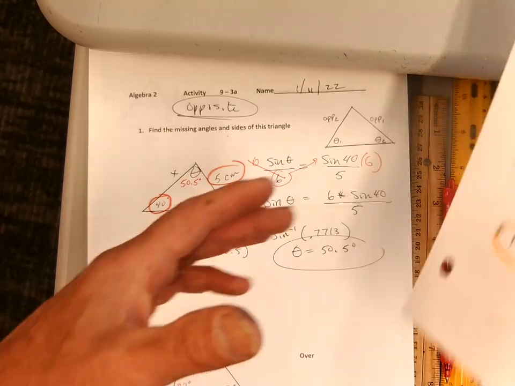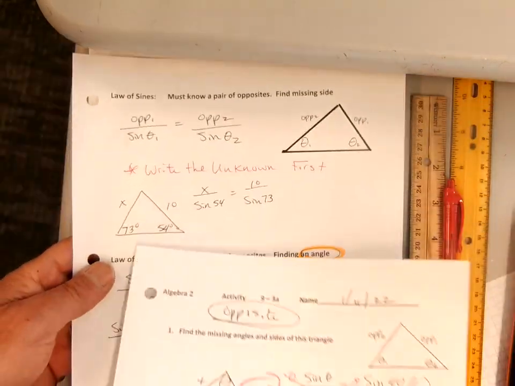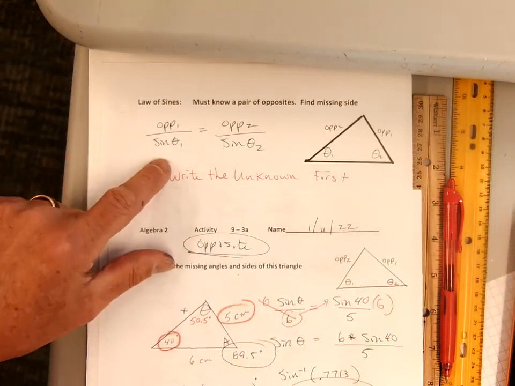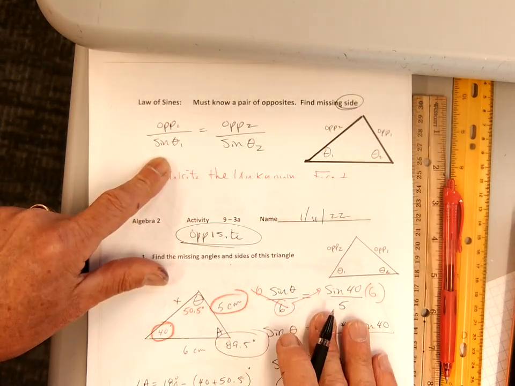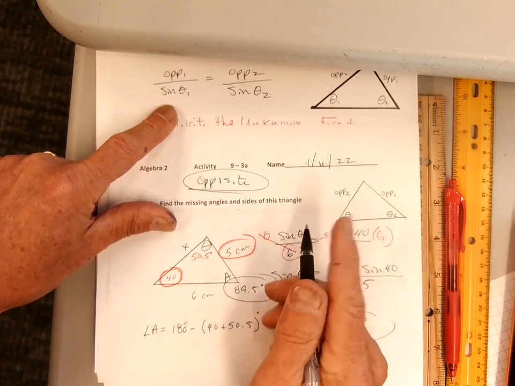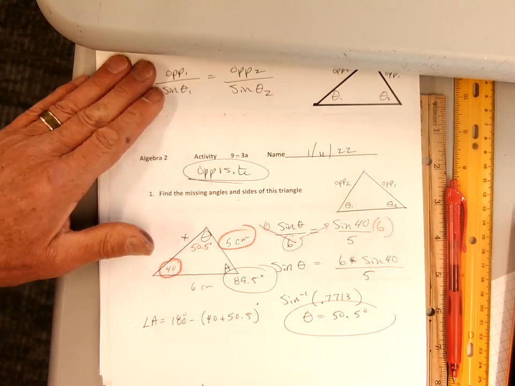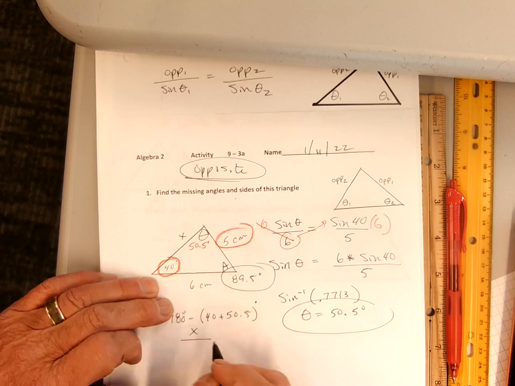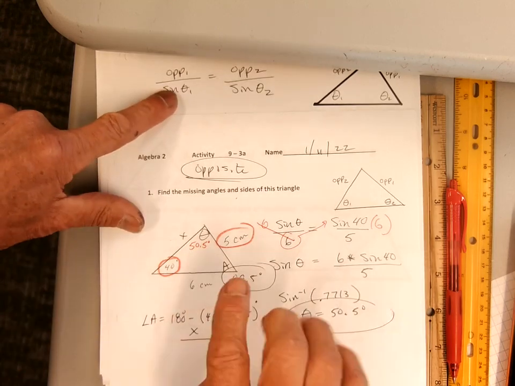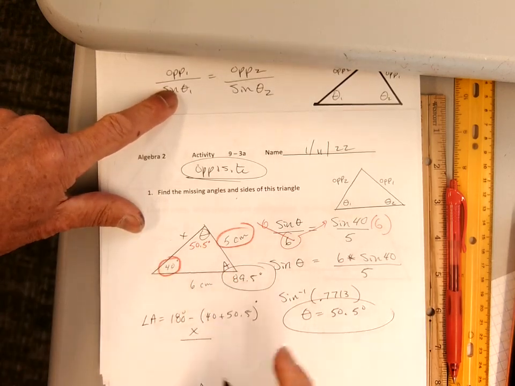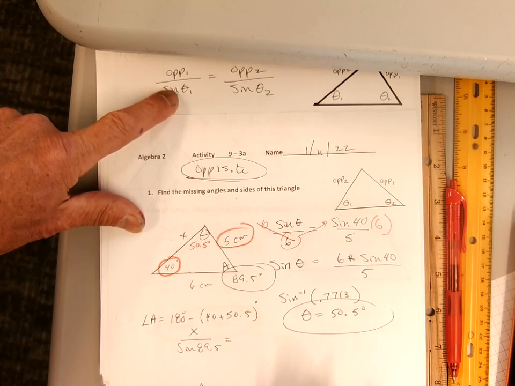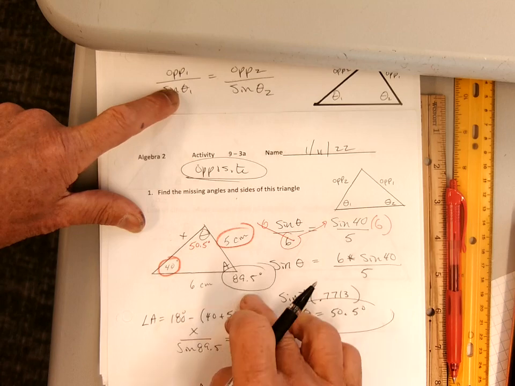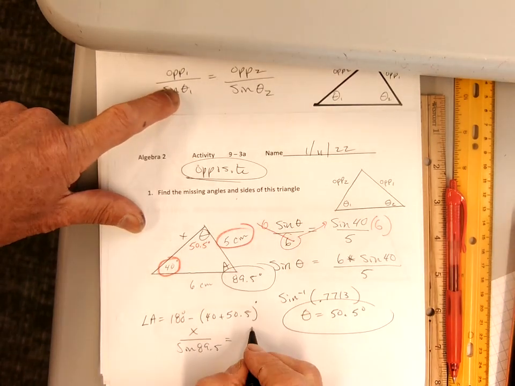And this time, I can use this symbol, because I'm missing a side, right? So I'm going to go x, opposite, x over the sine of 89.5 equals 5 over the sine of 40.